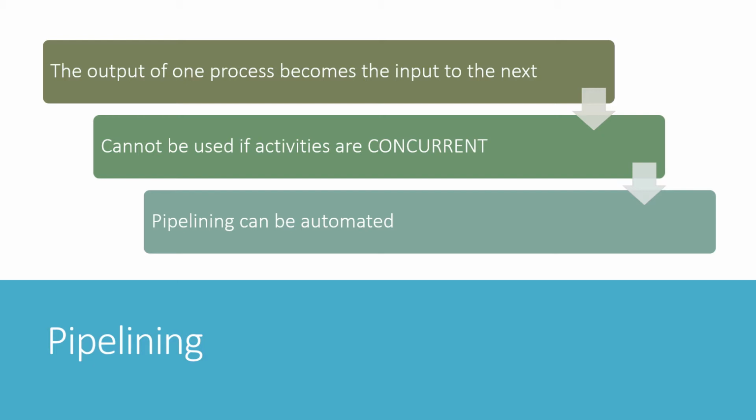This can't be done, of course, if activities are done concurrently. In a previous presentation, we've looked at the advantages of concurrency, that's doing things at the same time. Pipelining is another method that is contrasted with concurrency. You can either have one or the other, but they're both ways of making programs quick and efficient. And obviously pipelining can be automated, that is, we can build it into our programs so that the outputs of our processes are passed along a kind of pipeline of different functions.